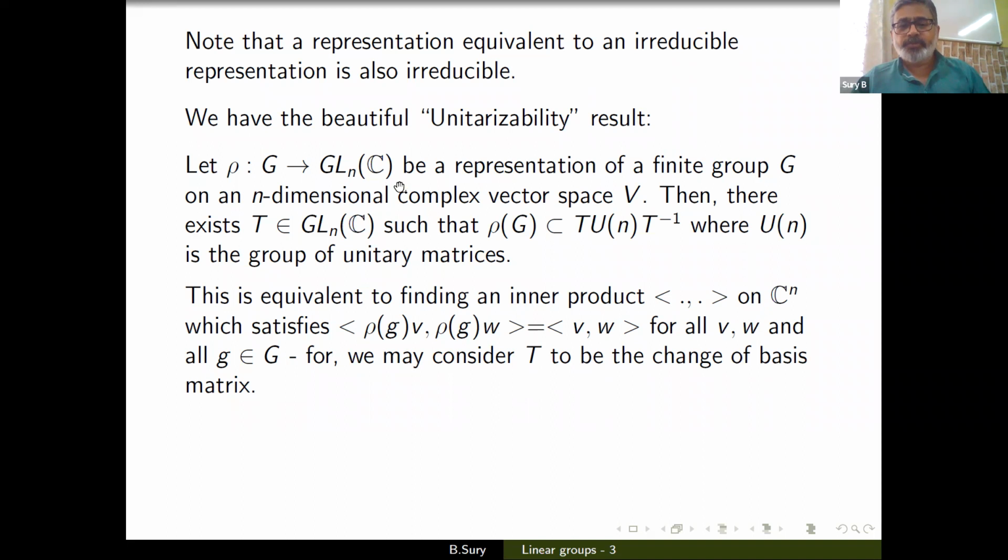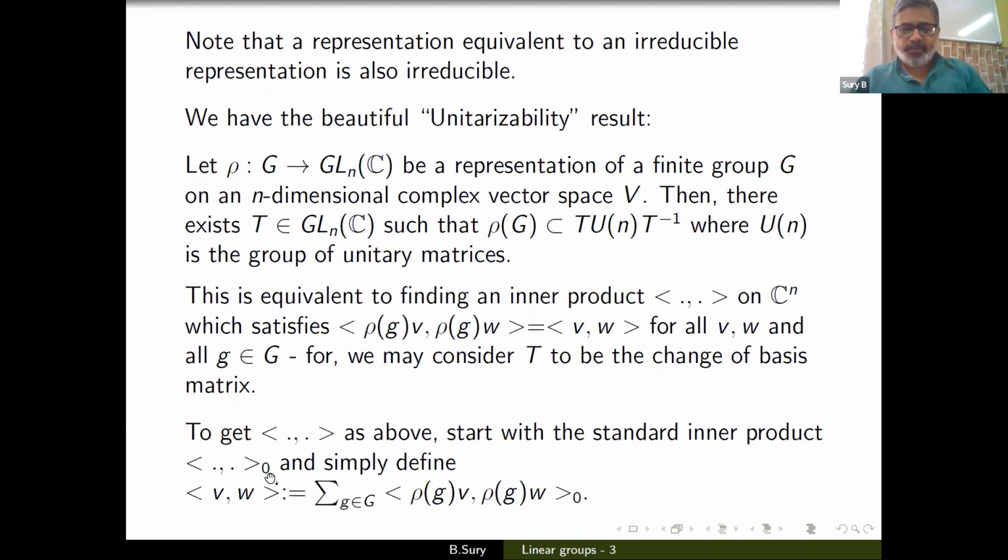So the proof is to ask: does there exist such an inner product? And we are talking about finite groups here. The advantage of finite groups, although they are much more complicated than infinite groups, is that there are certain things which are much simpler. For example, you can do averaging and things like that.